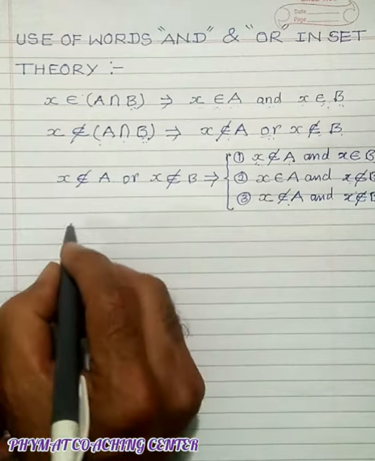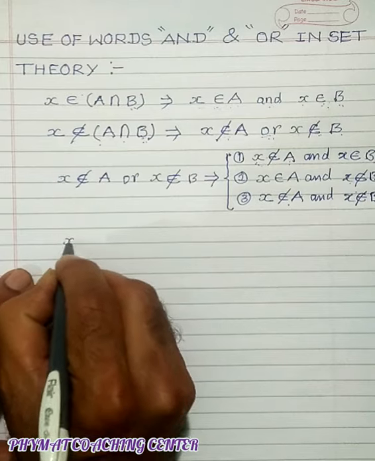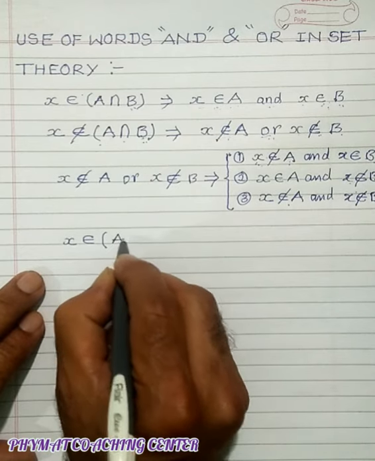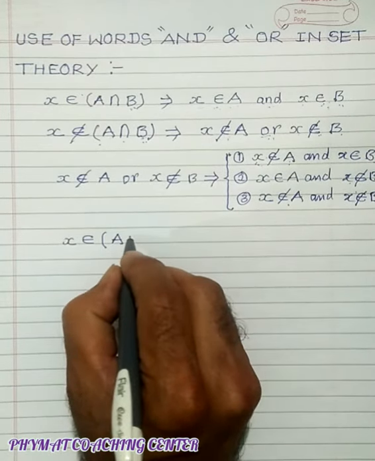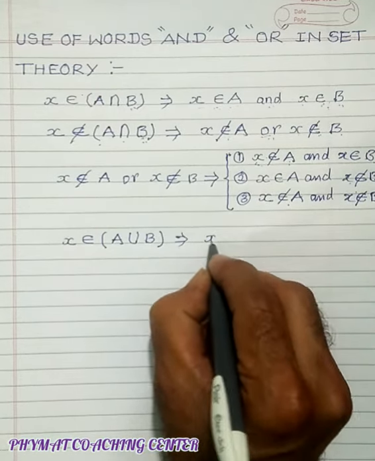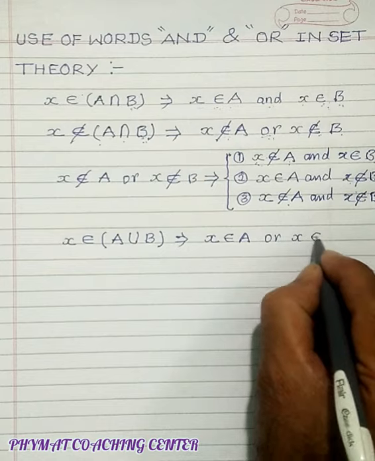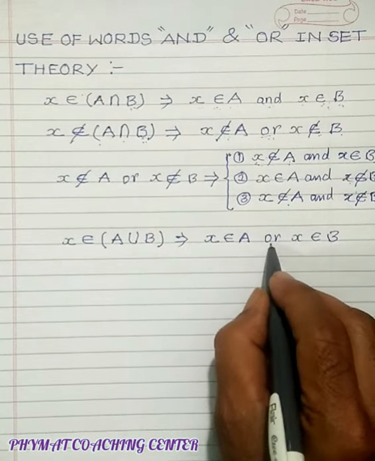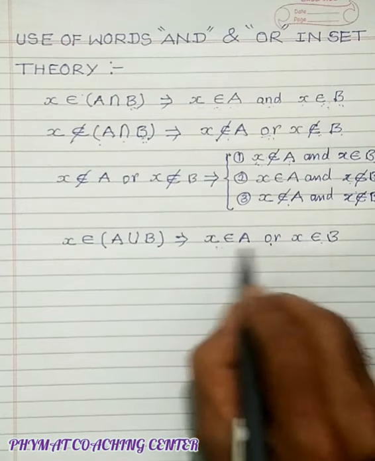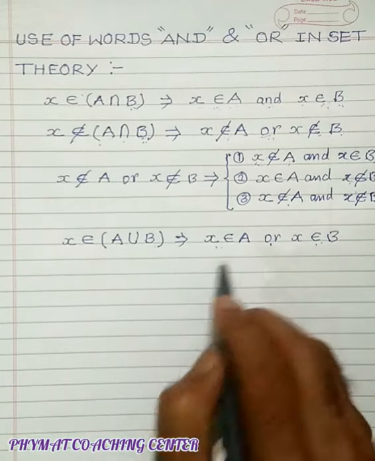Now let us come to the union of two sets. In the case of union of two sets, we write if x belongs to A union B, this implies that x belongs to A or x belongs to B. Here the use of word "or" reflects the fact that either of the two statements or both statements need to be followed to satisfy this statement, as we have explained here.